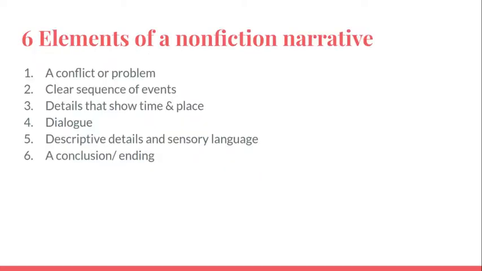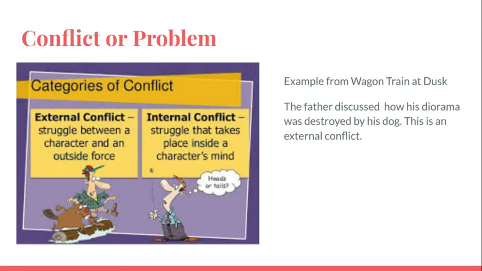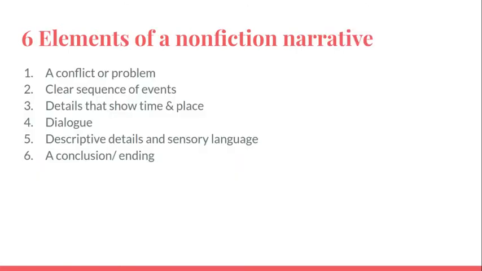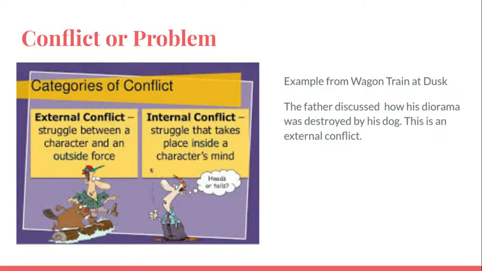There are 6 elements of a nonfiction narrative. The first one is a conflict or a problem. The second one is a clear sequence of events. The third are details that show the time and place. The fourth is dialogue. The fifth is descriptive details and sensory language. And the sixth is a conclusion or ending. So let's look at what these 6 elements mean.